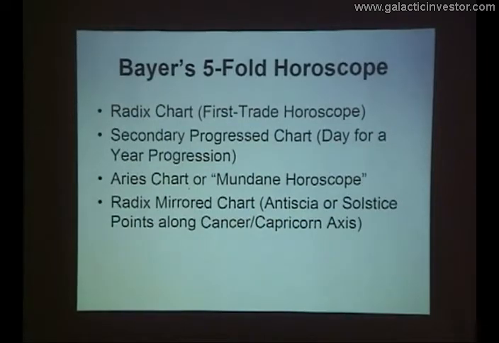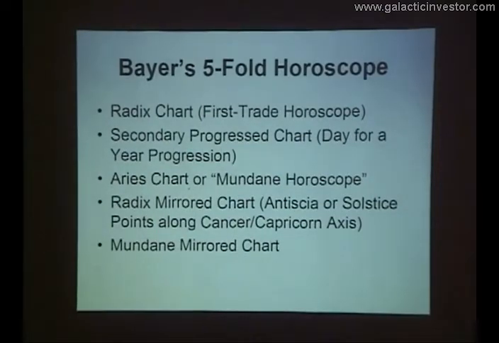Now, these are a little different than the mirror points when we do the mirrored lines in the program, because those are mirrored along the Aries-Libra axis, okay, rather than the Cancer-Capricorn axis. So those are what we might call equinoctial mirrors. If we could say it, we'd talk about it more often, right? And then he did the same thing with the Aries chart, with the mundane chart.